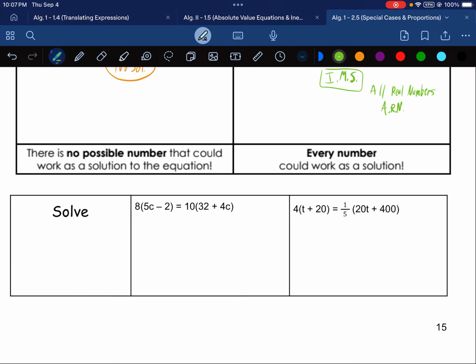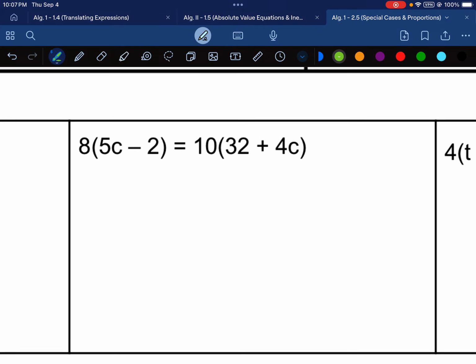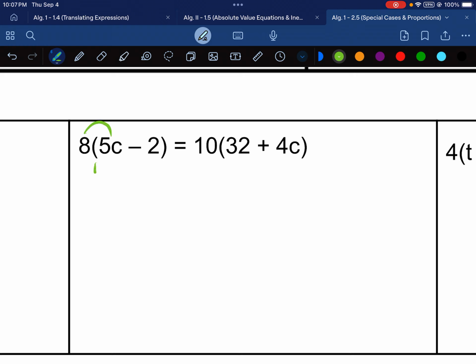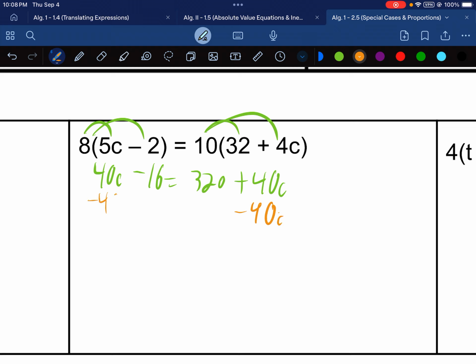So let's practice solving some of these problems. And so here on this first one, we'll distribute 8, we get 40c minus 16. On the right-hand side, we distribute 10, we get 320 equals 40, assuming plus 40c. Subtracting 40c from both sides, we have no c's left, so we get -16 equals 320. No variables, so we determine that this is either true or false, and this is false. -16 is not equal to 320, and so it's no solution.